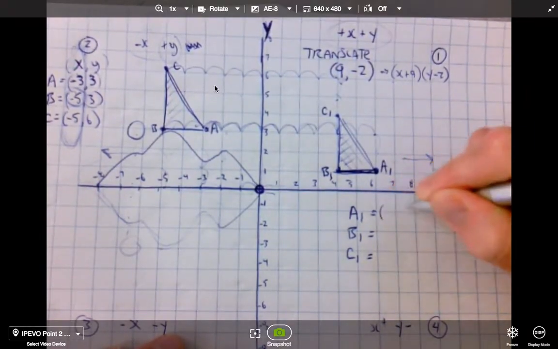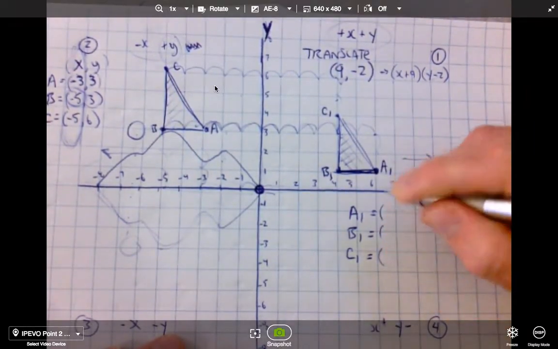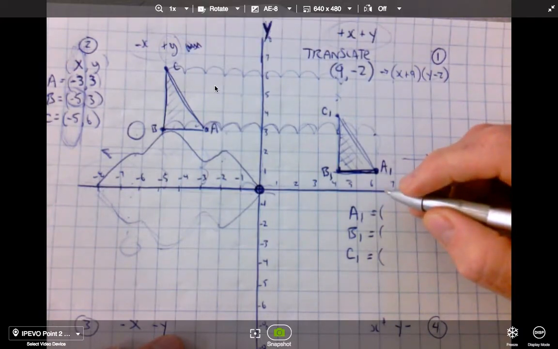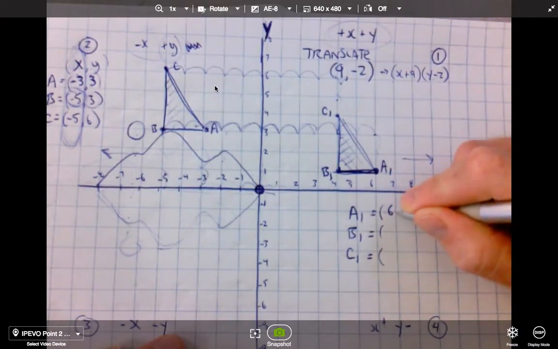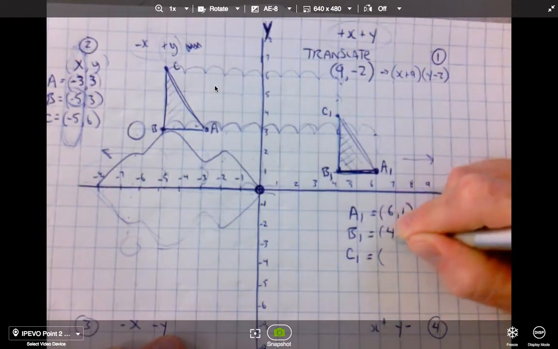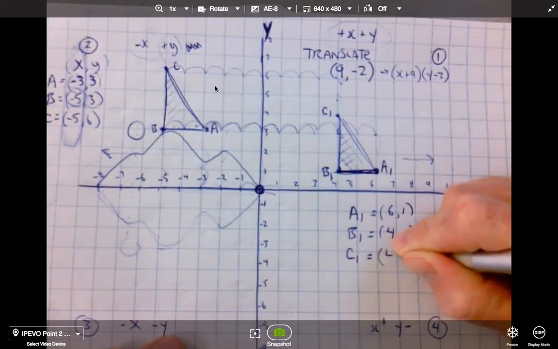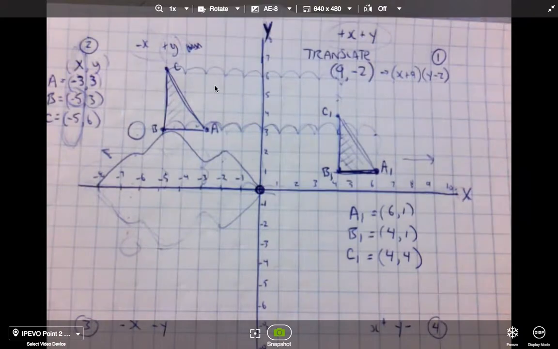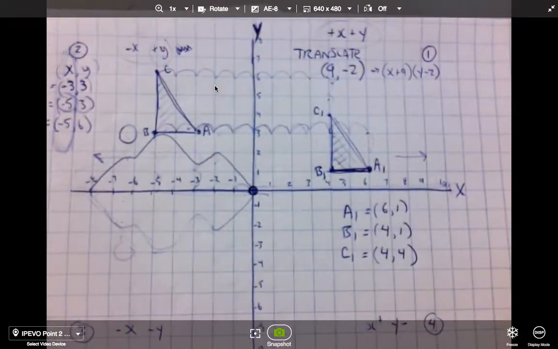So are you guys punching in your new coordinates? Already did? Yep. Okay. I'll leave that up for a second. I think you guys are ready for your check-in.